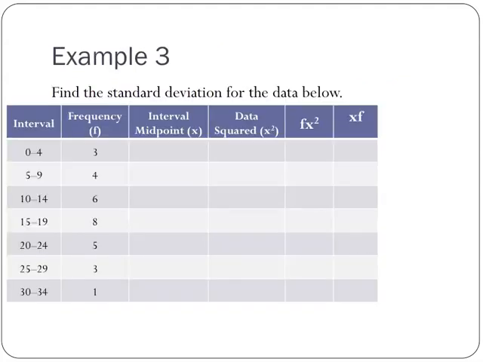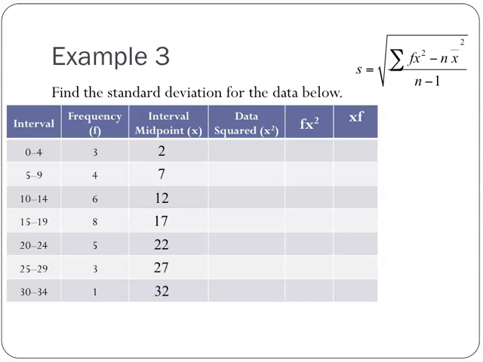Okay, so you're given all these data points. We've already put them into each interval. You should recognize this from our last example in our last lesson. And then we want to write down the interval midpoints. So the midpoint from 0 to 4 is 2. Midpoint of 5 to 9 is 7. And we continue this. So we have 12, 17, 22, 27, 32.